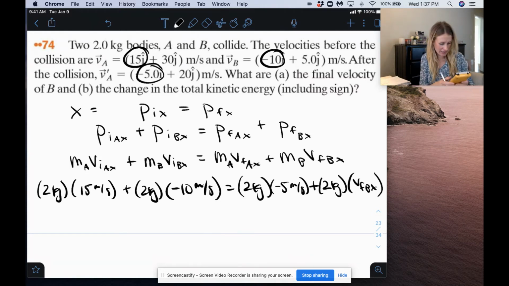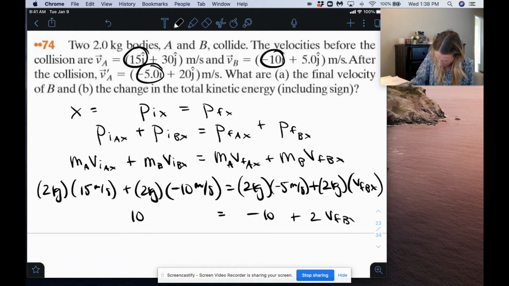So starting with that left-hand side, I have the quantity 2 times 15, close parentheses, plus 2 times a negative 10. And so on that left-hand side, I get 10. And then we get equals 2 times a negative 5 is a negative 10 plus 2 times v final B in the x direction. So adding that 10 to both sides, I get 20. And then I divide by 2 in order to get v final B in the x direction by itself. And that ends up being positive 10 meters per second.